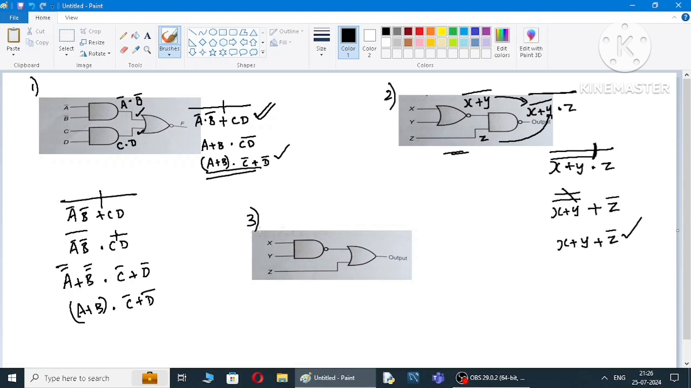And now the third one. X, Y are put in a NAND gate. X dot Y is AND, complement is NAND. Here you have Z. Now both of these are put in an OR gate. This is very simple. So XY bar plus Z. That's all, the answer for this circuit. So this is how you write an expression for a given logic circuit. Thank you.